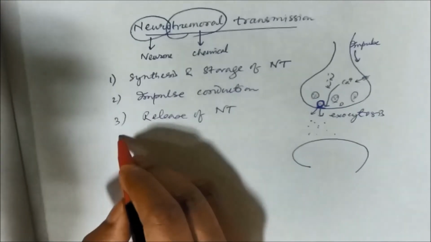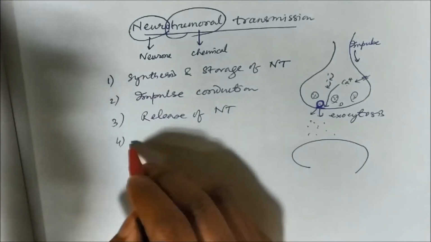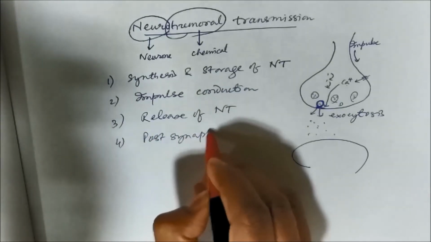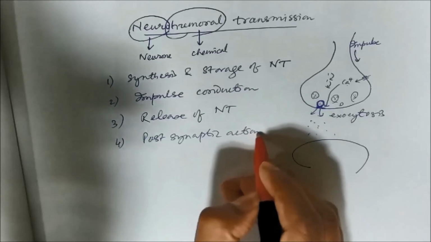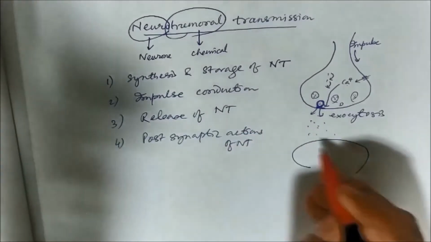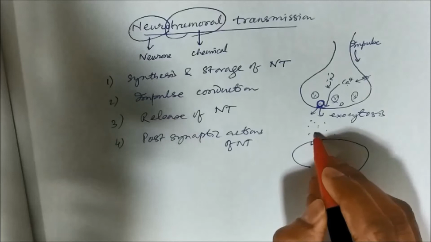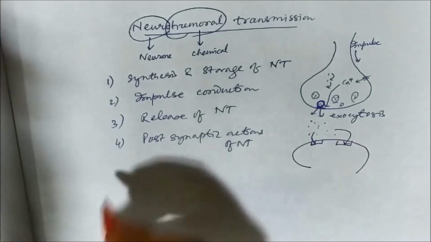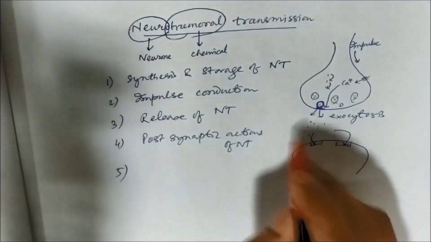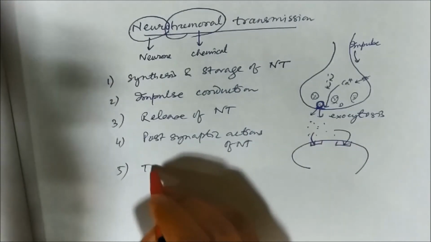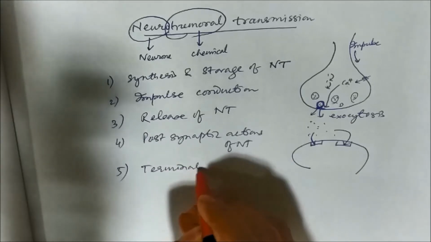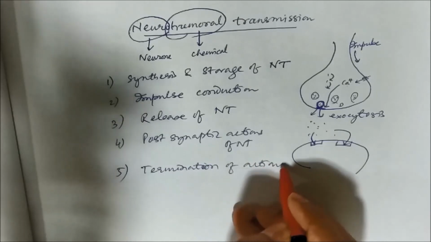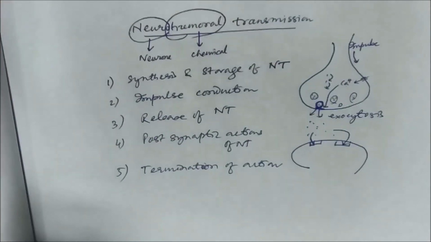Now these neurotransmitters act on the postsynapse. So these are the postsynaptic actions of neurotransmitters. All the pharmacological actions will be there when these neurotransmitters act on the postsynaptic receptors. Okay, and finally this action has to be terminated. So that is called termination of action. These 5 steps are there for neurohumoral transmission.